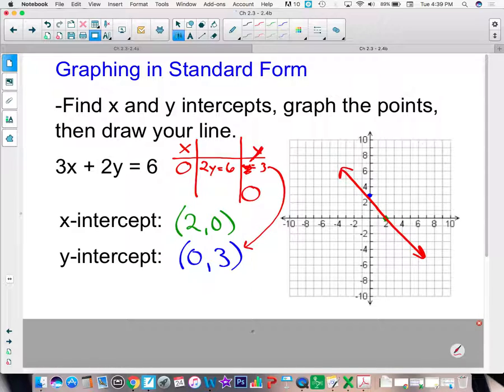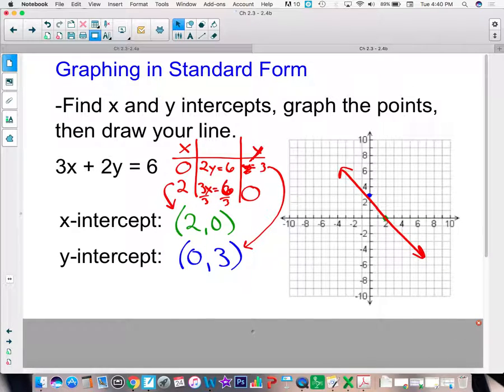And then we plug a 0 in for y. Then we're left with 3x equals 6. So divide by 3, you get x equals 2. So 2 comma 0 is that point. So you can do it either way you want. I think the first way is just as easy as the second way. Okay?